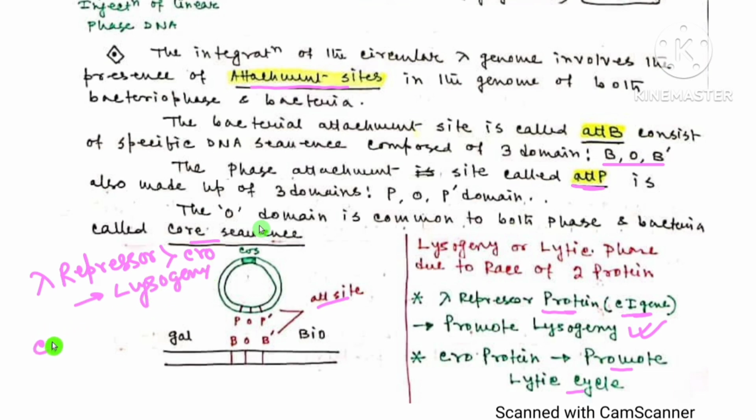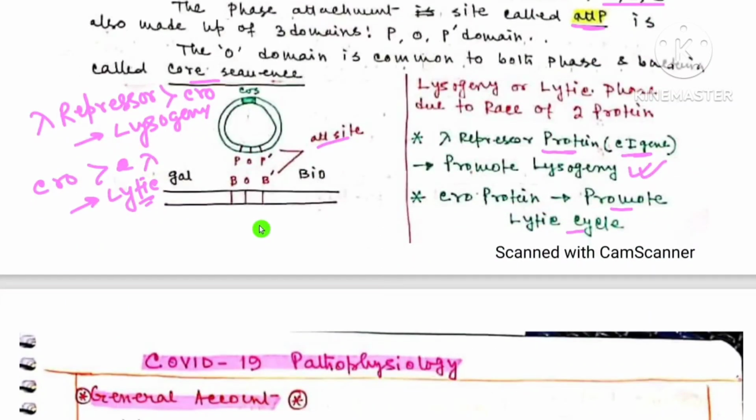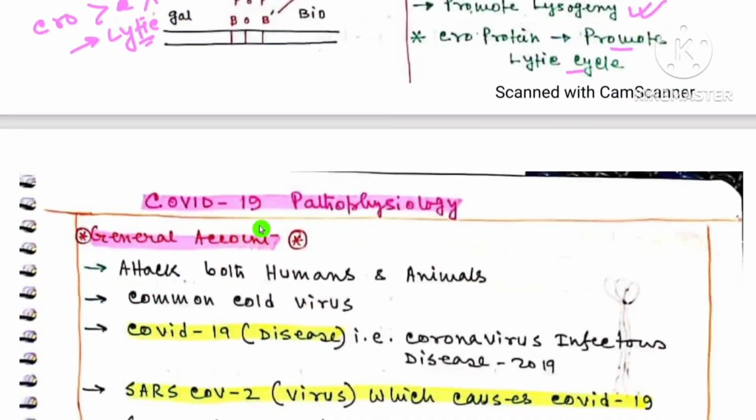And when the CRO protein is more abundant than the CI protein, the lambda repressor protein, then the bacteriophage enters the lytic cycle. So the choice of lytic or lysogenic cycle occurs due to a race between two proteins, the lambda repressor protein and the CRO protein. When the lambda repressor protein prevails, this promotes lysogeny, and when the CRO protein prevails, this promotes the lytic cycle. So this is all about the life cycle pattern of bacteriophage.